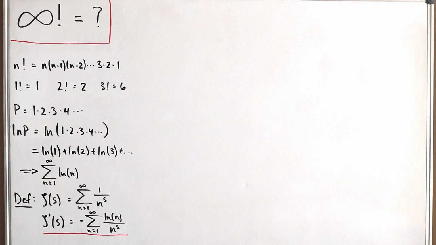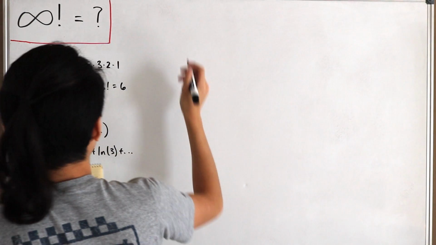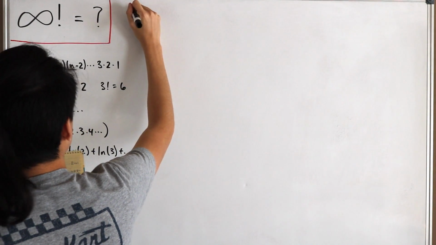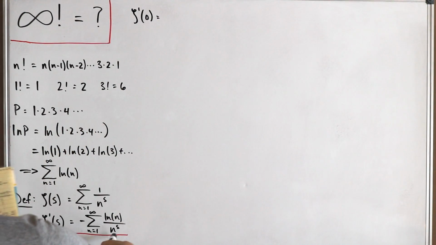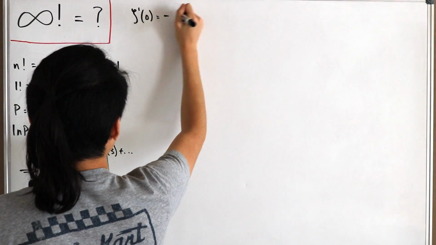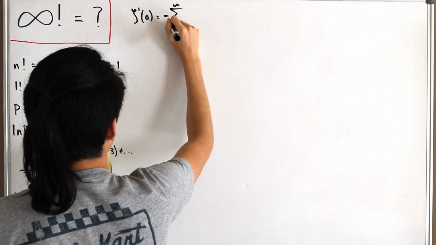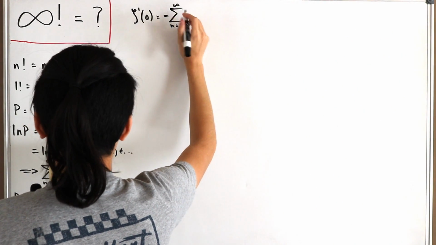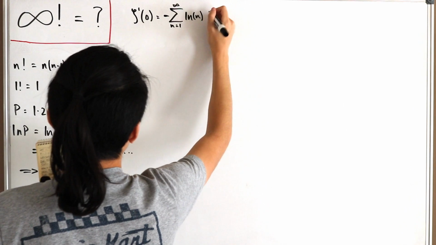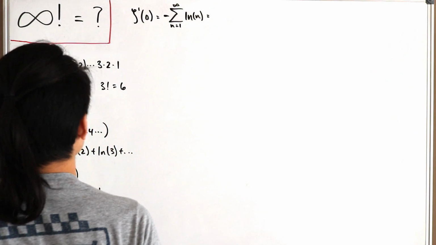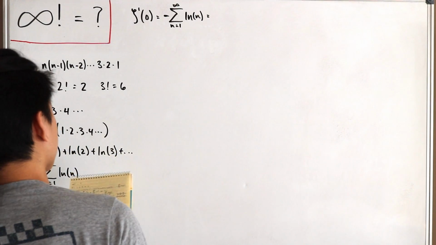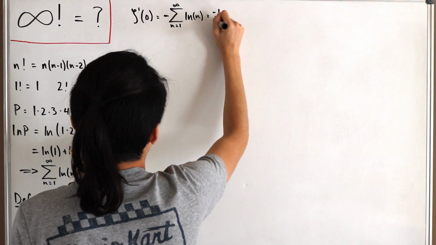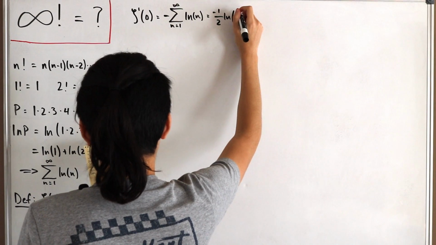Now let's plug in s equals 0. What that says is that we have the Riemann zeta of 0, and that's equal to, since the power of 0 just makes the denominator 1, the negative infinite sum, n equals 1, of the natural log of n. And we're eventually going to make a little claim here and say that this is going to equal negative 1/2 the natural log of 2 pi.